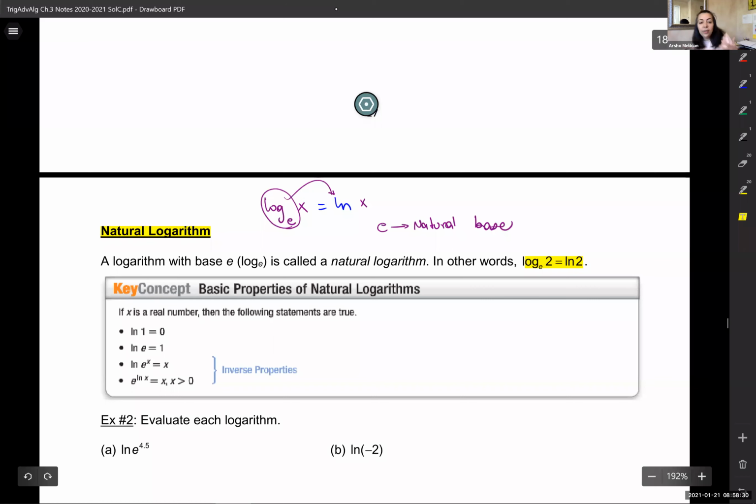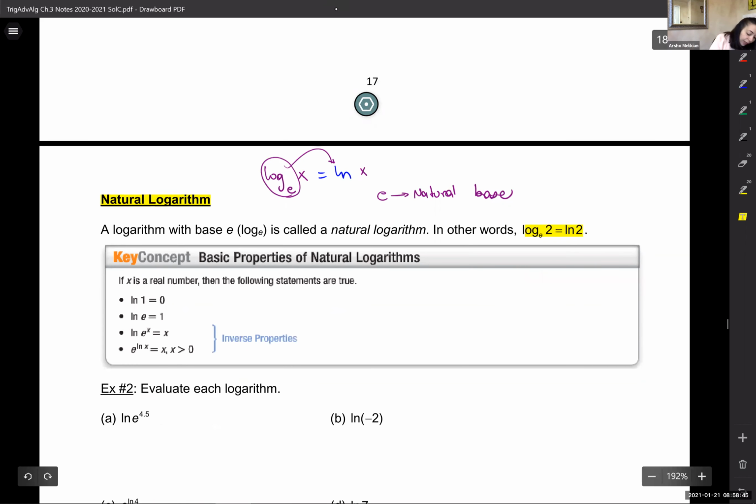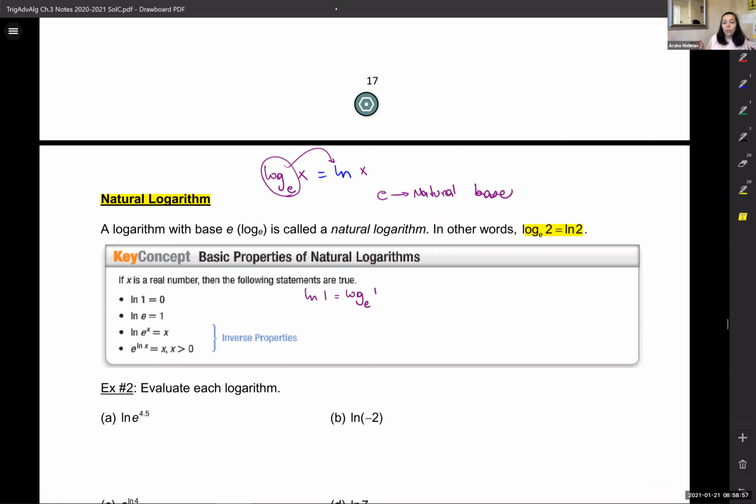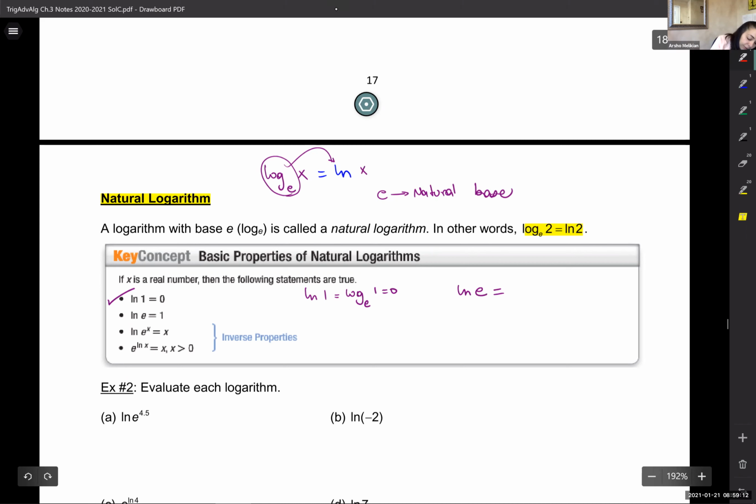Now look, all the other properties are still going to apply. This is math. This is consistency. One property can't just apply for one number and not for the other number. There's no such thing in math. So if I have ln of 1, what is that really? That's just log base e of 1. Now I'm looking for e to the what gives you 1, and that's 0. So ln of 1 is 0. What about ln of e? It's just log base e of e. So ask yourself, e to the what is e? 1. So ln of e is 1.